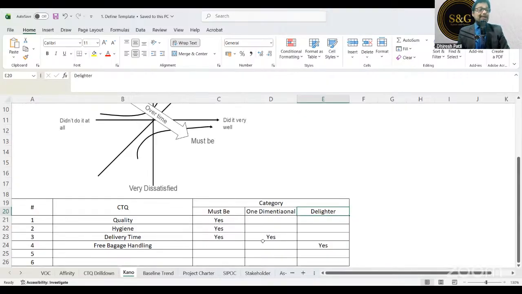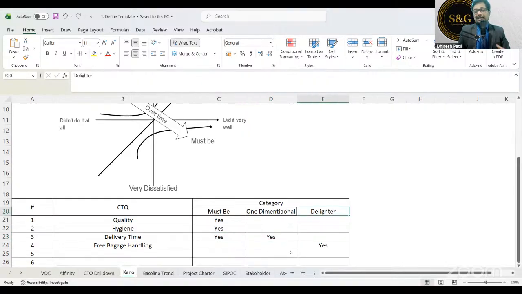Then what are the one-dimensional? Let's say for example delivery time. That's why in one-dimensional they have included delivery time. Let's say you are delivering the food on the table. The moment the order is given, on an average you are taking, let's say, 15 minutes. That is your baseline performance. Now if you reduce it from 15 minutes to, let's say, 10 minutes, that is your performance improvement. And that is a one-dimensional requirement. Customer will always expect better and better from you. Are you understanding? So first is must-be, and second is one-dimensional.